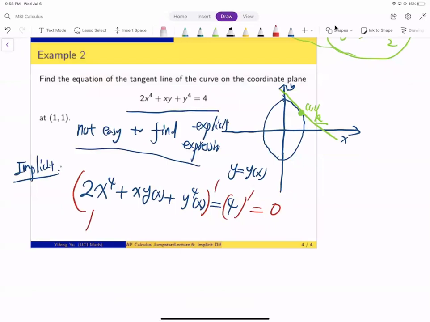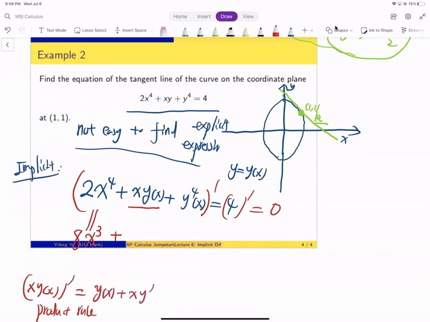Now I take the derivative of this. This will just be 4x cubed. Now let's take the derivative of xy. I use the product rule: you get y(x) plus x y prime. So it'll be y plus x y prime; here I omit the dependence on x. Now take the derivative of y to the 4. This is just g composed with y(x), where g(y) equals y to the 4.